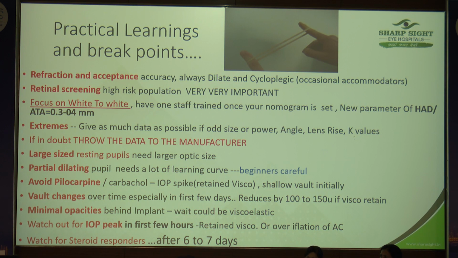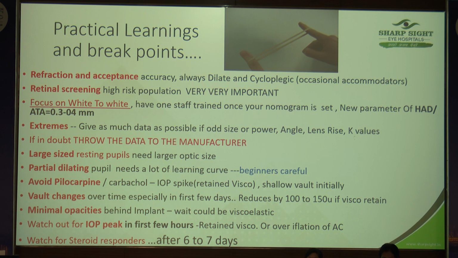This is a standard protocol I recommend to all my friends, because especially if you're a beginner surgeon, you might end up leaving some viscoelastic there and you'll have a pressure spike within the first few hours. So if you see this patient, put the patient on the slit lamp, put a little bit of proparacaine, and after a few hours, use the needle to burp from the side port.